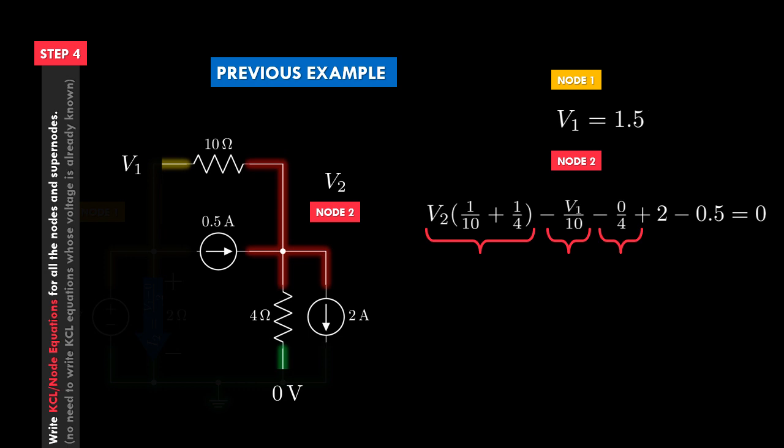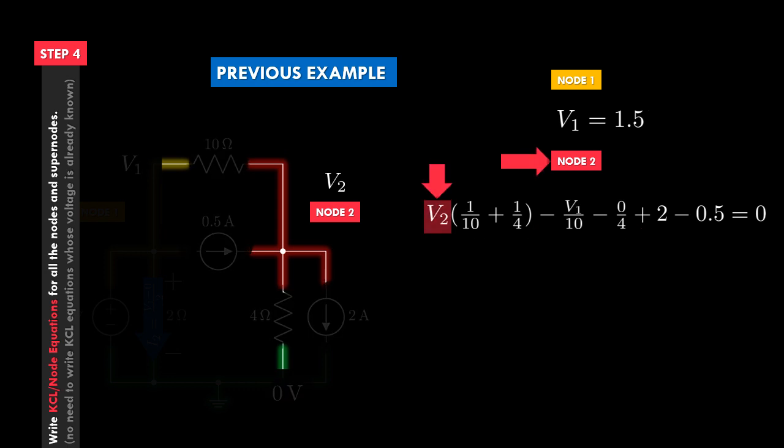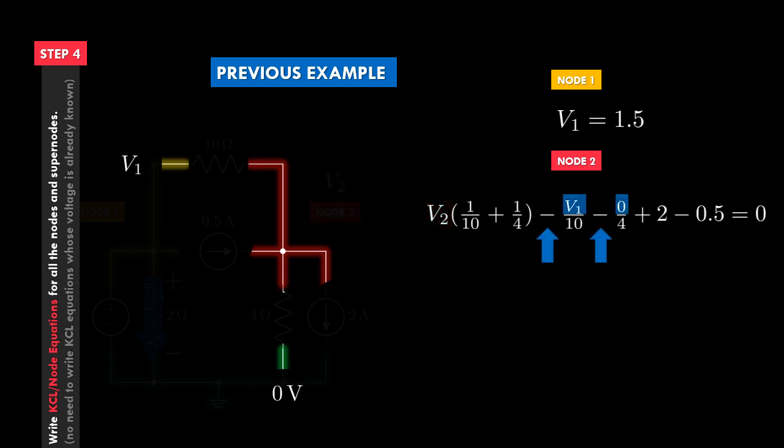First, notice we are writing equation for node 2 and the first term is V2. There are also other node voltages like V1 and node 0, but both of them have negative signs in front of them, but not V2. So your first clue is that all the node voltages have negative signs in front of them except V2, whose equation we are currently writing. V2 is the VIP here.